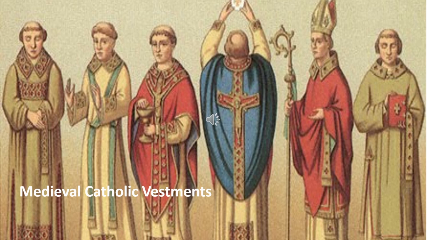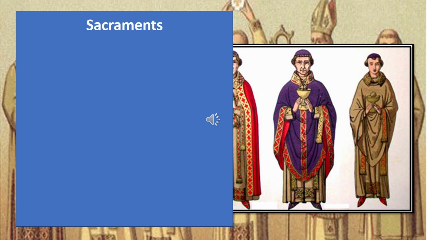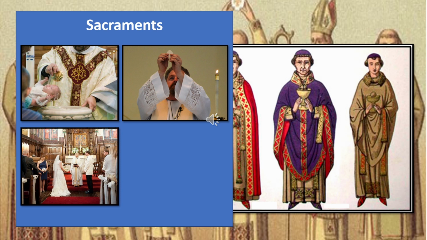For example, the vestments that the clergy in the Anglican Church wore were very similar to the vestments that Catholic priests wore. And the way that the new Church of England administered the sacraments like baptism of infants, communion or the Eucharist, and marriage were very, very similar to how the sacraments were performed in the Catholic Church.